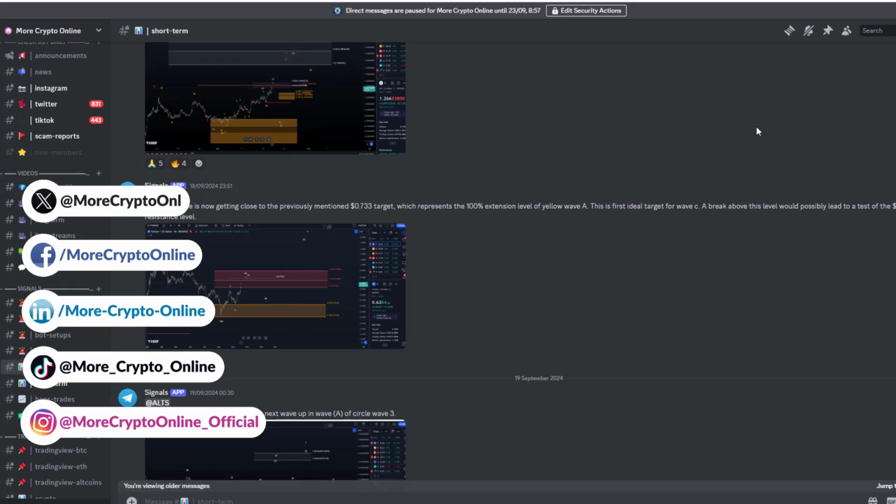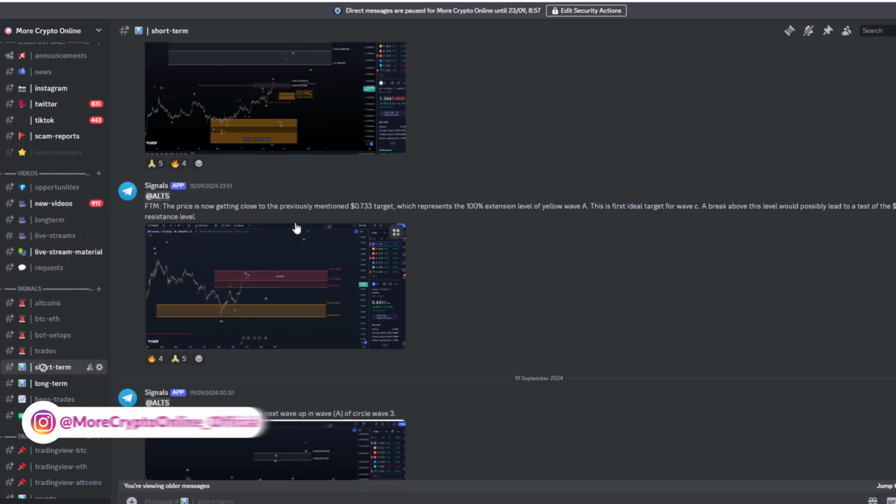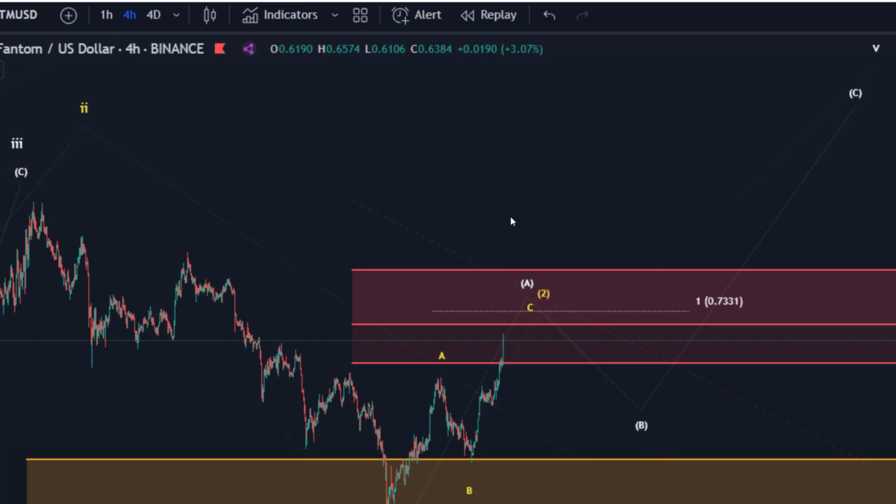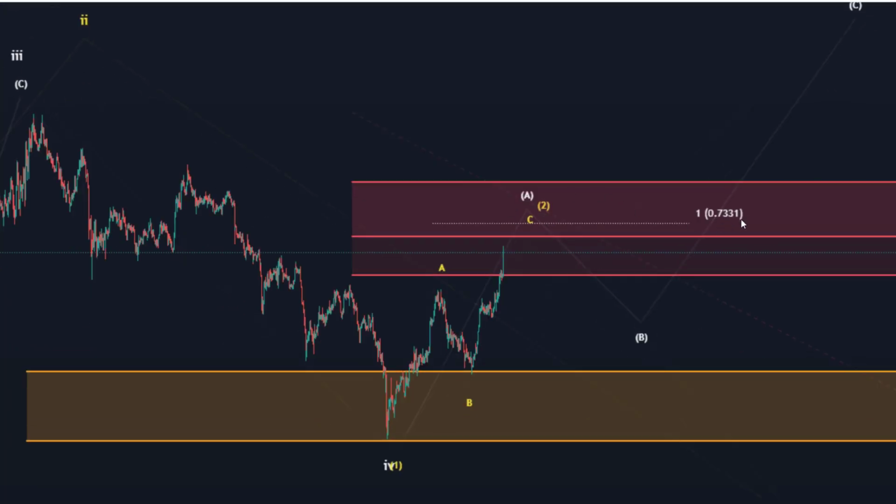Now, the update was a couple of days ago, actually 3 days ago, that's what our gold members are getting. For Fantom, I provided an update. The price is now getting close to the previously mentioned 73.3 cent target, which represents the 100% extension of the yellow wave A. This is our first ideal target for wave C. So let's open the screenshot here, 73.3 cents.